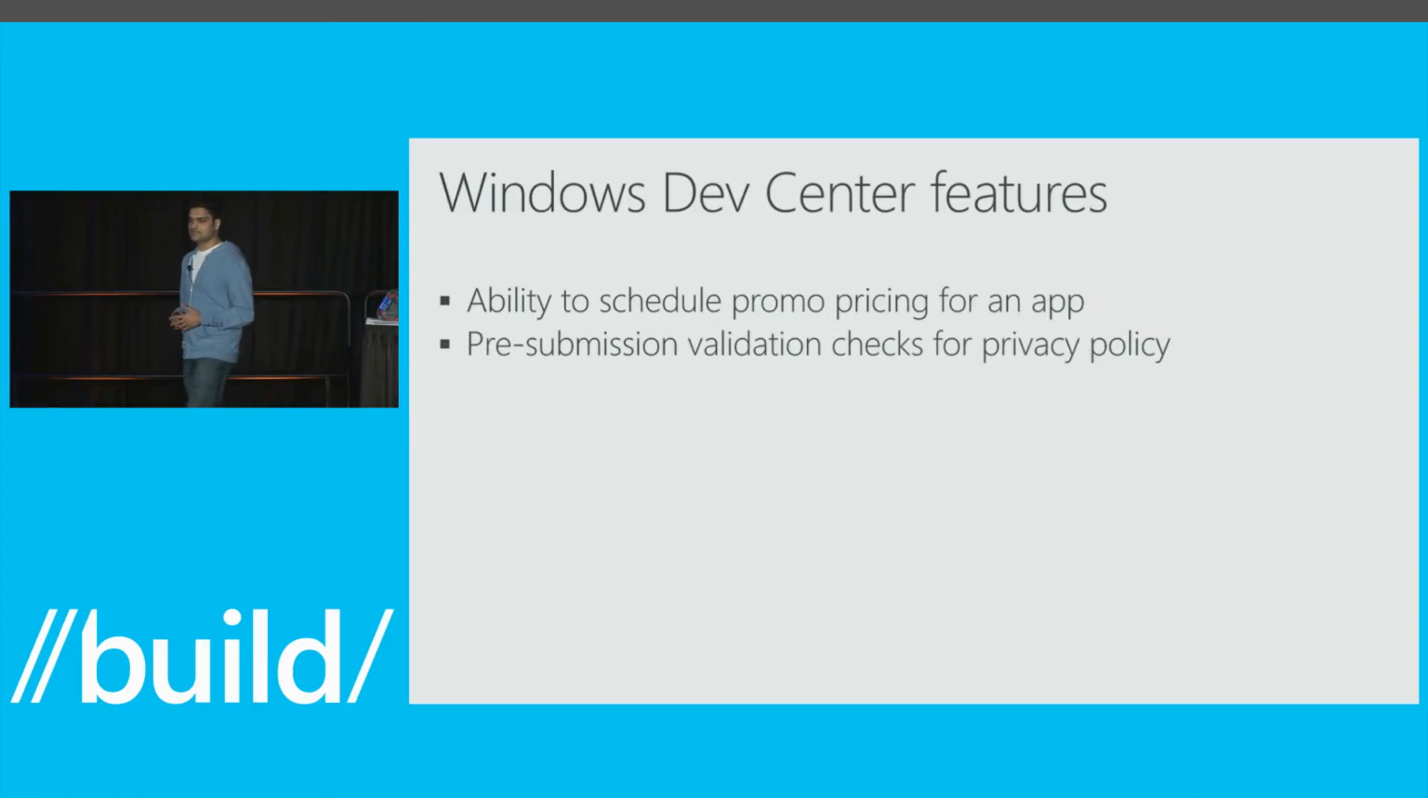The other one is we noticed one of the common reasons for certification failure was that applications that were accessing the internet were not providing a privacy policy because it's an optional field in Dev Center. So now we do some analysis of the app at the time of submission itself. And if we see that it's using network APIs, then we make it a mandatory field. So you can't even submit and get a failure report later on.